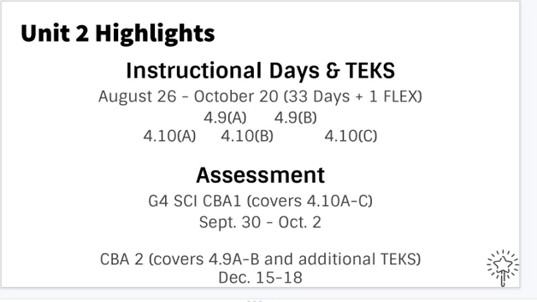The first CBA, given at the end of grading cycle 1 before the fall intersession break, covers only standards 4.10a through 4.10c. CBA 2 will address standards 4.9a and 4.9b and any other standards that are covered after this unit ends.